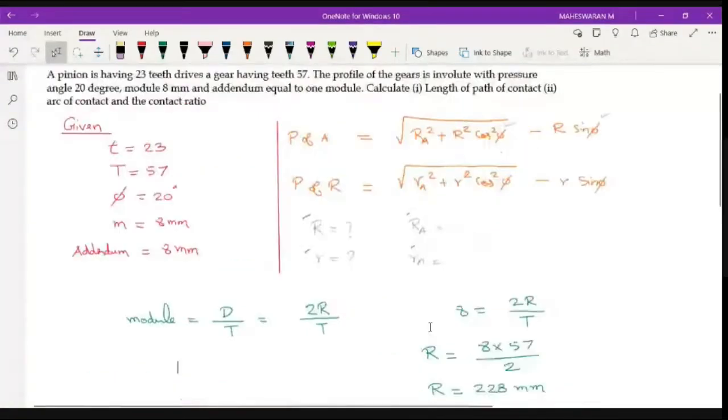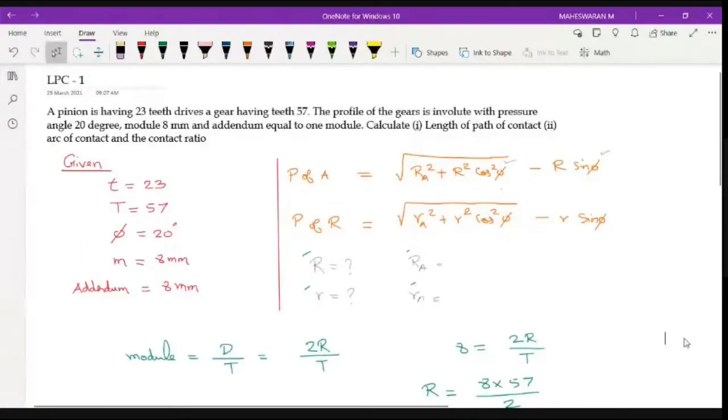Last class we discussed this problem. We stopped somewhere, right? We will continue that. It says you have a pinion having 23 teeth, and it drives a gear which has 57 teeth. The profile is an involute.